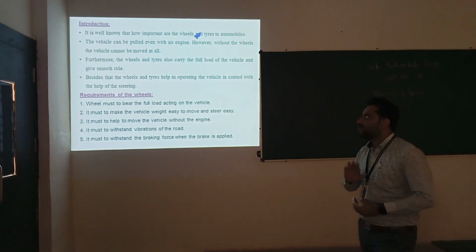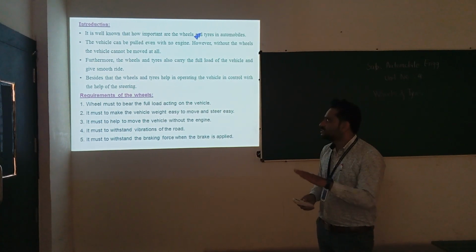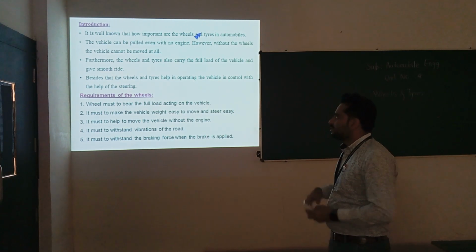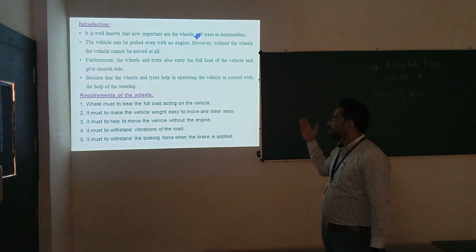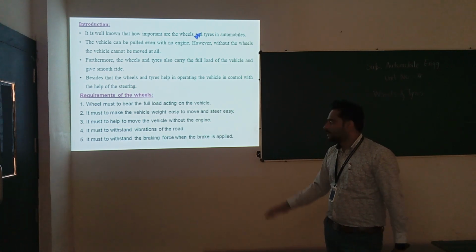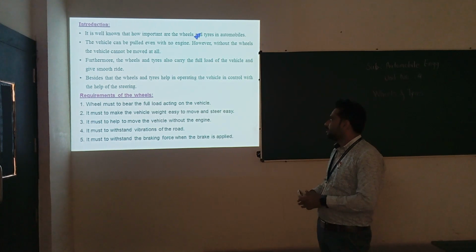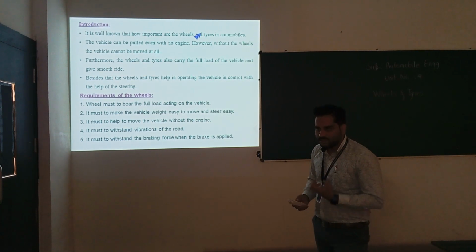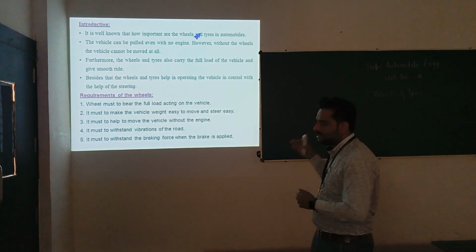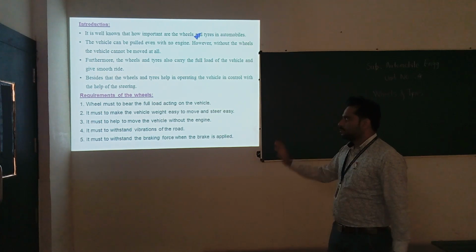The vehicle can be pulled even with no engine, however without the wheels the vehicle cannot be moved at all. Further, the wheels and tires also carry the load of the vehicle and give a smooth ride. Besides that, the wheels and tires help in operating the vehicle in control with the help of the steering system. So with the steering system, wheels and tires can drive the vehicle. Now, the requirements of the wheels.